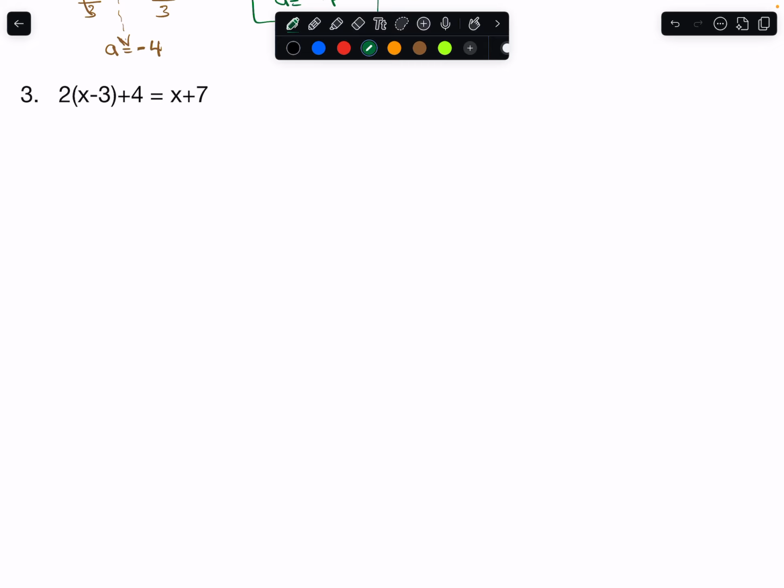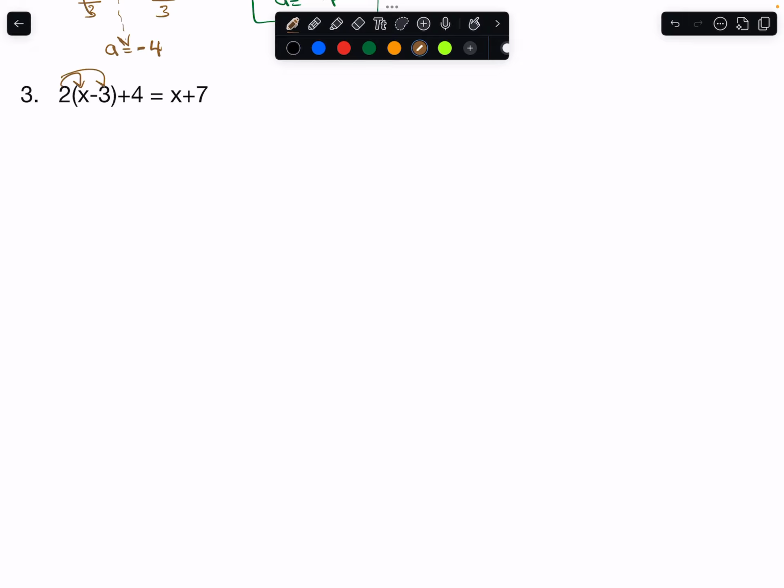Next one up, looking a little bit more complicated as we're going down, we have 2 in parentheses x minus 3, outside the parentheses plus 4, and is equal to x plus 7. First, we want to simplify all this. It's too much to look at. So let's work on it.